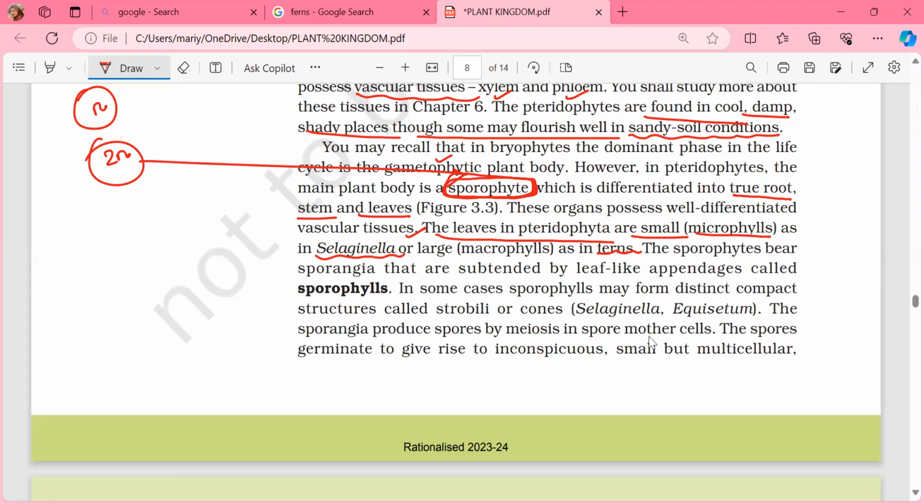Now, the sporophytes bear sporangia that are subtended by a leaf-like structure or appendage that is known as sporophyll. Now see, the leaf that contains the sporangia will be known as the sporophyll. Okay, see, the leaves that would contain the sporangia would be known as the sporophylls. Let us look at sporophylls also.